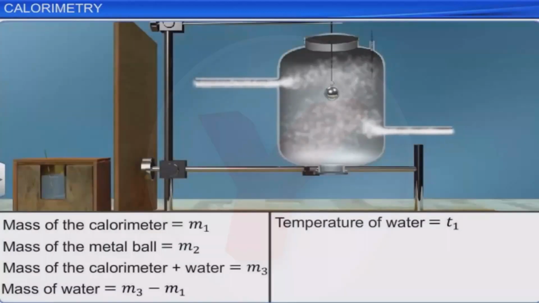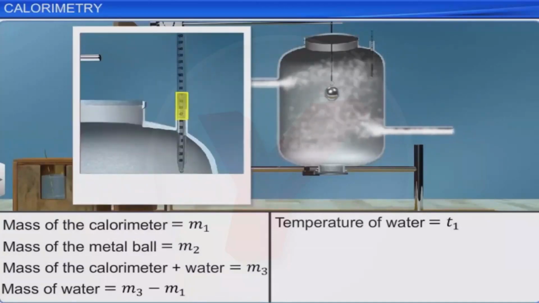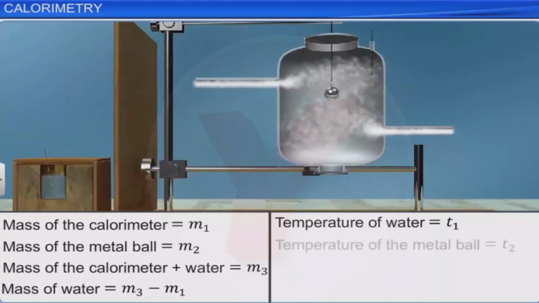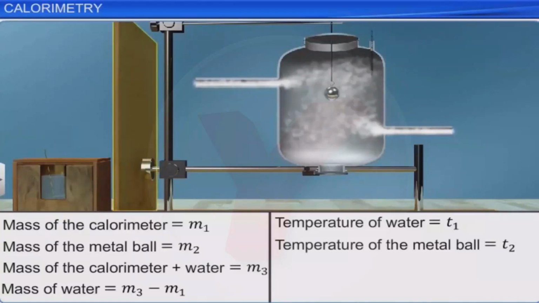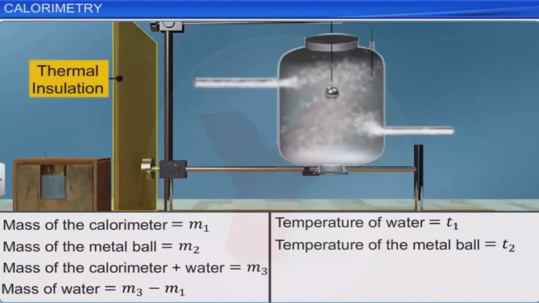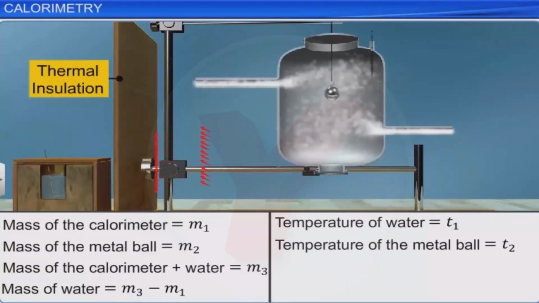Now heat the metal ball in the steam chamber of the Reynolds apparatus till the thermometer in the apparatus shows a steady reading for a few minutes. And let the temperature of the metal ball be T2. The wooden partition separating the steam chamber and the calorimeter provides thermal insulation to the calorimeter from the chamber, so that there is no transfer of heat from the chamber to the calorimeter.